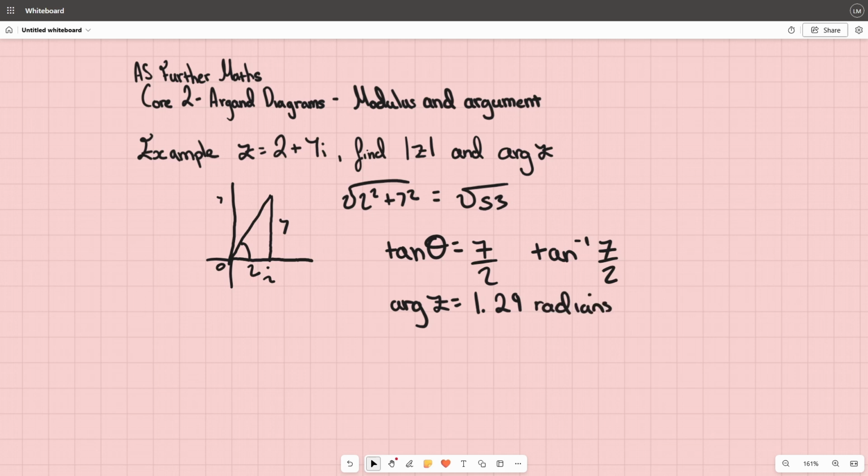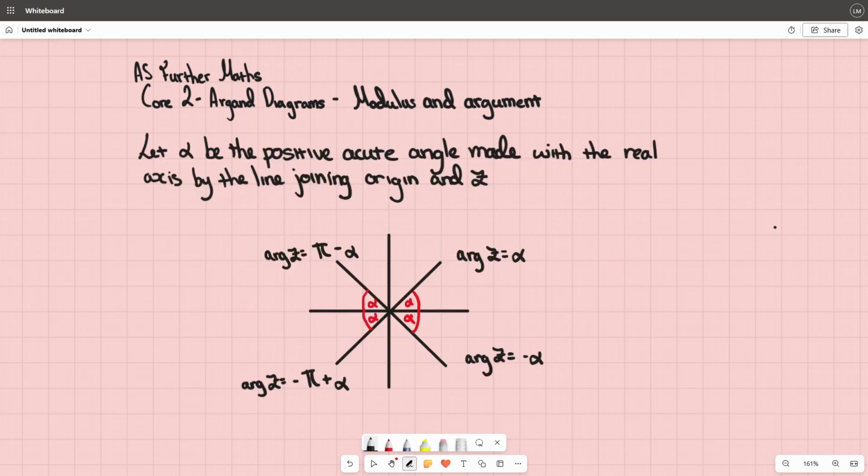That's to 2 decimal places, but you get the idea. Okay, so this looks kind of odd, but bear with me. I want to let alpha be the positive acute angle made with the real axis by the line joining the origin and z. I've split this graph up into 4 quadrants: the top right one, the top left one, the bottom left one, and the bottom right one.